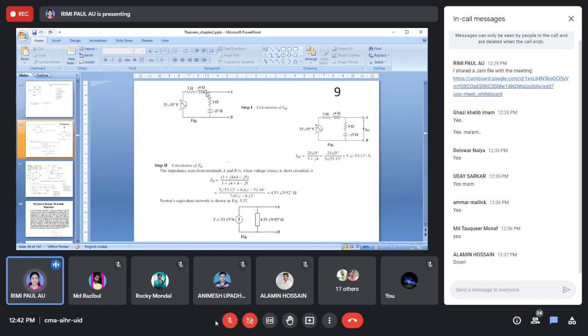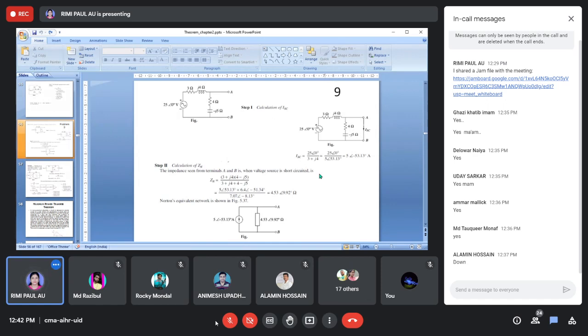It will not flow through this path. When the current divides here, the whole current will flow through the short circuited path. No current will flow through this branch. So you can easily remove it and you can find out what the short circuit current will be.